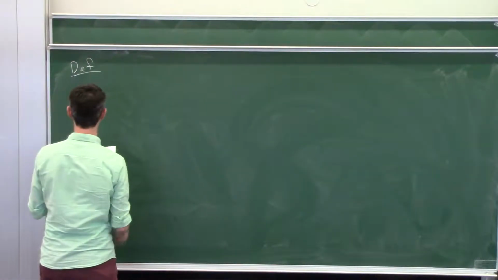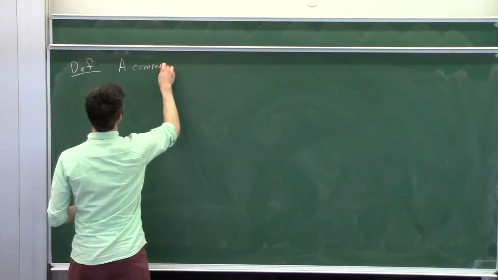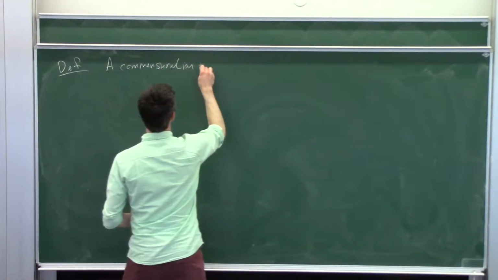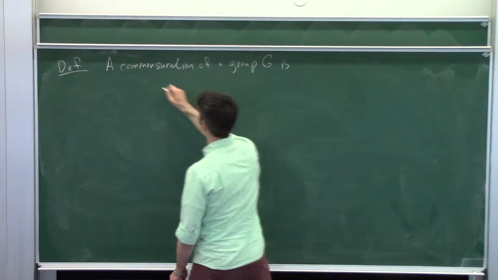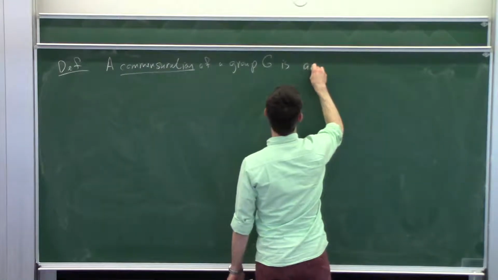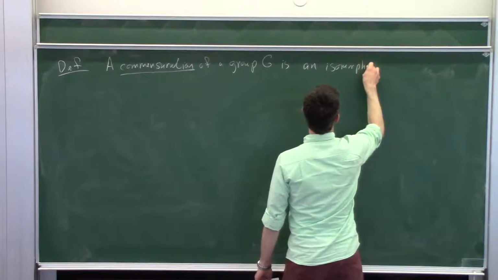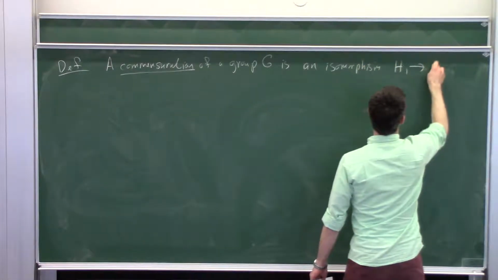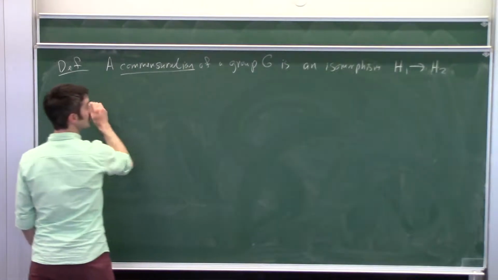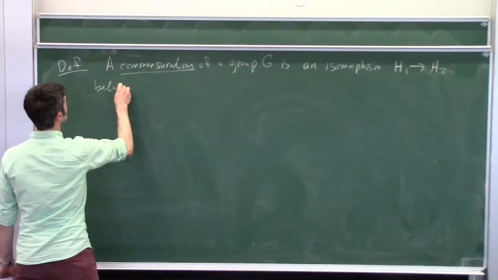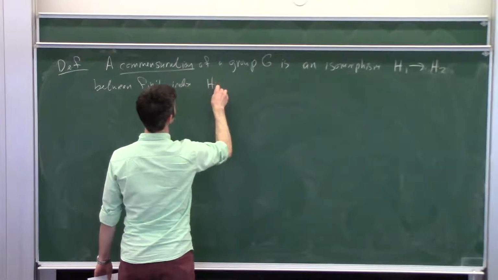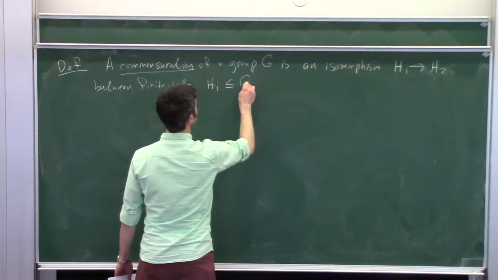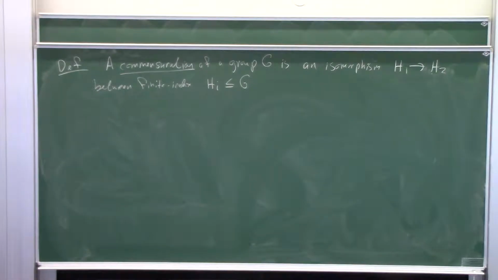Okay. So a commensuration of a group G is an isomorphism between finite index subgroups. Okay, so a commensuration is usually two finite index subgroups and an isomorphism between them. Okay, that's the definition of commensuration.